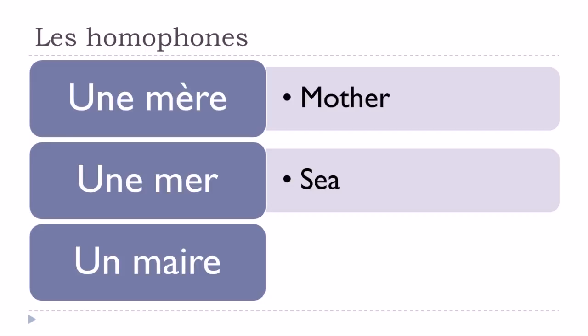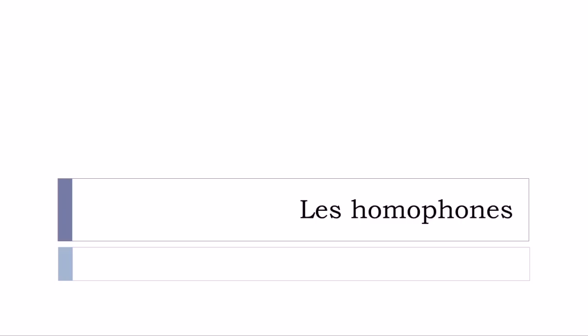Un mère. Alright, so mère, mère, mère. Right, in both cases, here you've got the feminine form and then here it's masculine. Of course, it could be feminine as well because mère can be ladies as well. Les homophones, so remember, we write them differently, we pronounce them the same way, and they have different meanings. Okay, so that's the thing.